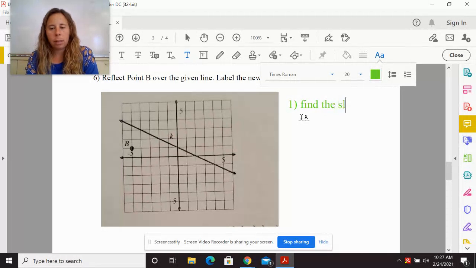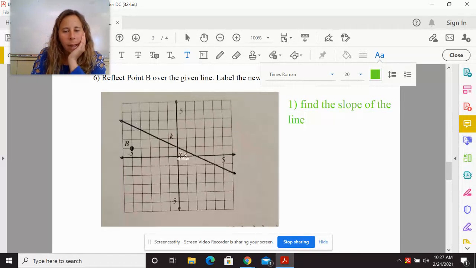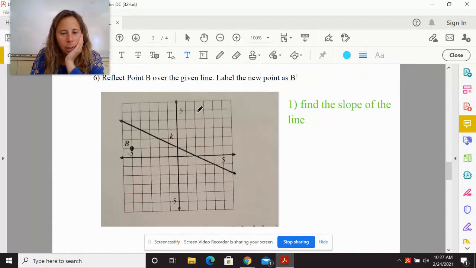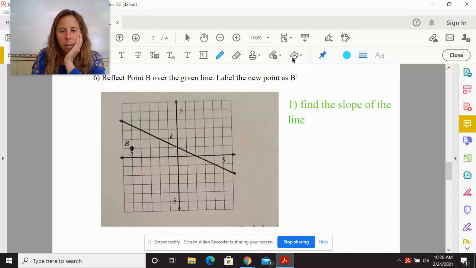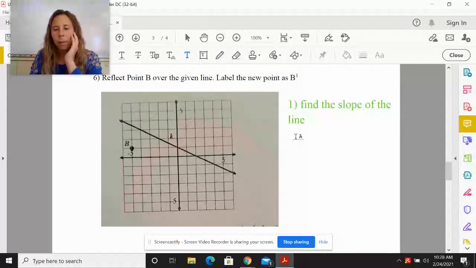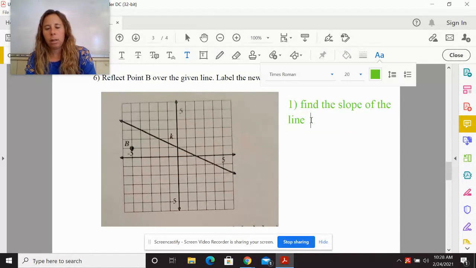So find the slope of the line. What's the slope of this line? Looks like we are going down 1 over 2, down 1 over 2, down 1 over 2, down 1 over 2, and so on and so forth. Okay. So the slope of my line is down 1 over 2, -1/2.